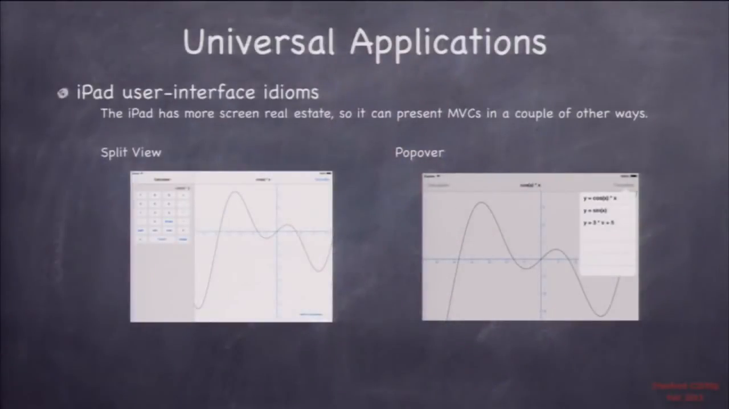Well, on an iPad, we have a couple of other view controllers that we can use to put MVCs on screen. One is the split view. Split view is where we split the screen up into 2 MVCs, kind of a narrow one on the left and a bigger one on the right. You see that? And then also popovers. Popovers are where we pop an MVC up in a little rectangle. That little white area where the equations are there is a little table view that's popping up in a popover. So we're going to talk about split view and popover and how those work.